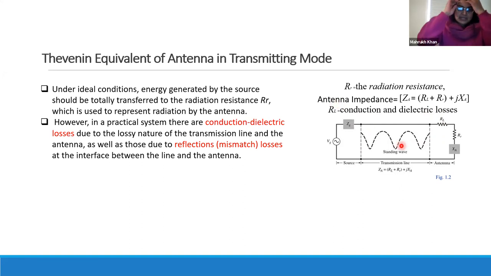Mismatch losses means that you have some impedance here, let's say 50 ohms, but this impedance is not equal to 50 ohms. So that is a mismatch. For that reason, it causes a reflection of energy, and that reflection is causing mismatch losses.